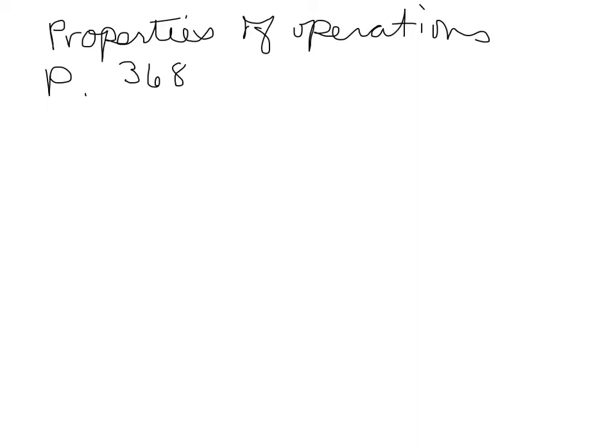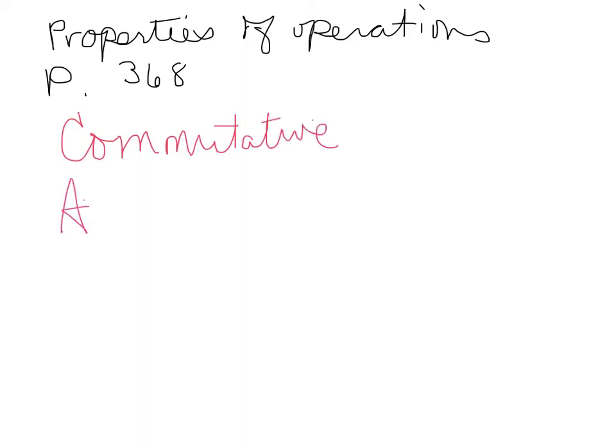The first one on page 368 is commutative. Let me start again with that. Spelling is never good. Anyways, let's go through that again. It is C-O-M-M-U-T-A-T-I-V-E. And the second one that you need to know is associative.